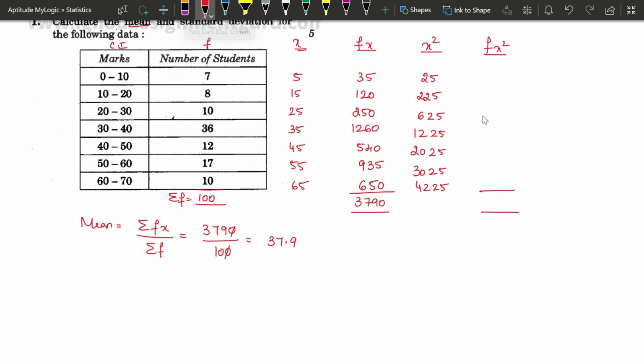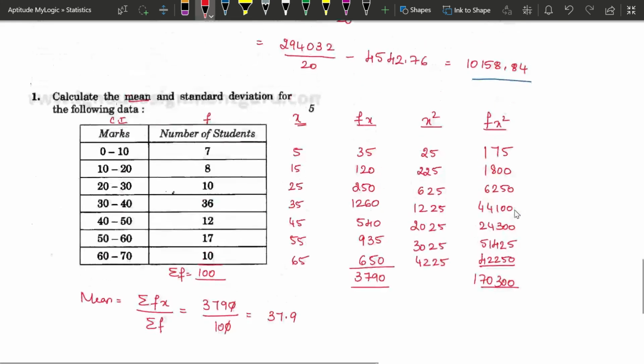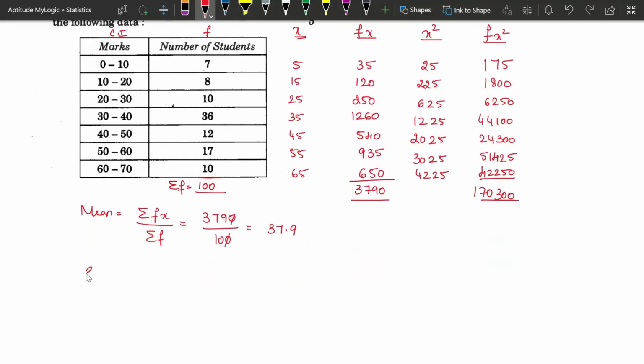Now I have all the x square values. Now I am going to multiply these frequencies with these x square values and we shall write it here. Now I have multiplied frequencies with all the x square values. Now we are supposed to add all these products, which comes to 170,300. Now we shall find the standard deviation. So what is the formula for standard deviation? It is the square root of sum of frequency into x square divided by sum of frequency, minus mean square.